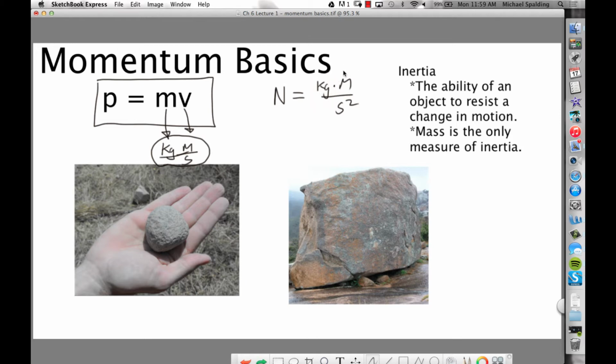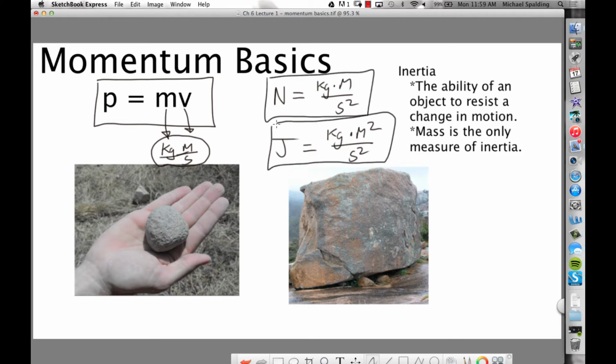Now, in the last chapter we had the joule. The joule is kilogram meter squared over second squared. So look at how similar these units are. This is momentum, kilogram meter per second. This is force, kilogram meter per second squared. And this is work and energy, kilogram meter squared over second squared.